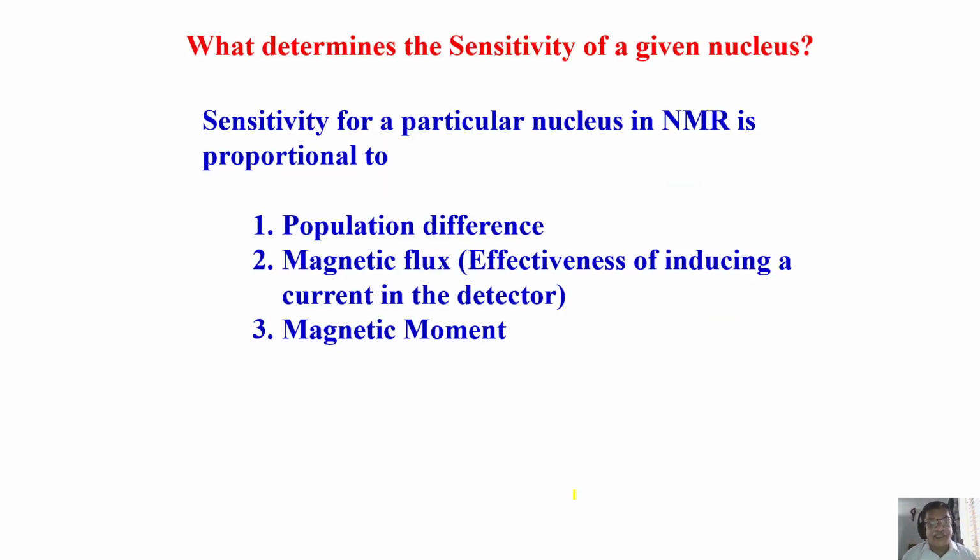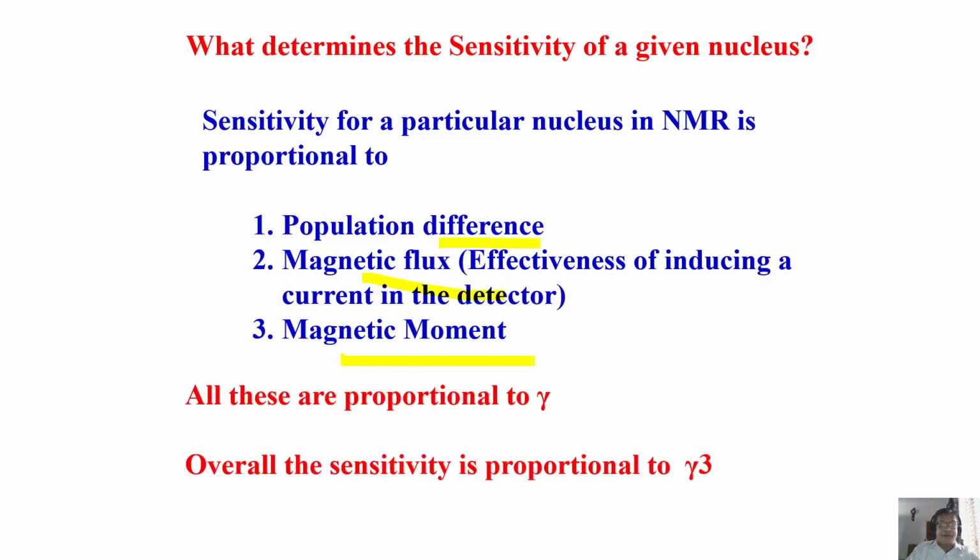Now, I told you about the sensitivity of the nuclei, gamma cube, everything I discussed. I don't think I have to go again. Sensitivity of the nuclei depends upon three factors I said: population difference, magnetic flux and magnetic moment, all proportional to gamma. I said it is gamma cube. Remember, you worked out the sensitivity for proton, carbon and nitrogen related to that of proton in one of the classes I showed in the slide.